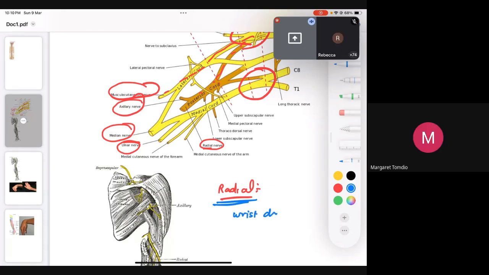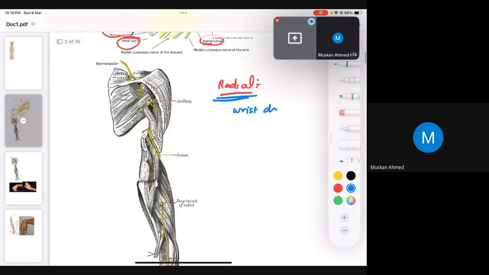Because of the nervous supply, the opposite flexor group of muscles will dominate. Perfect. If the flexors dominate, you'll be seeing wrist drop. Is that clear? Okay, how can the radial nerve get damaged?